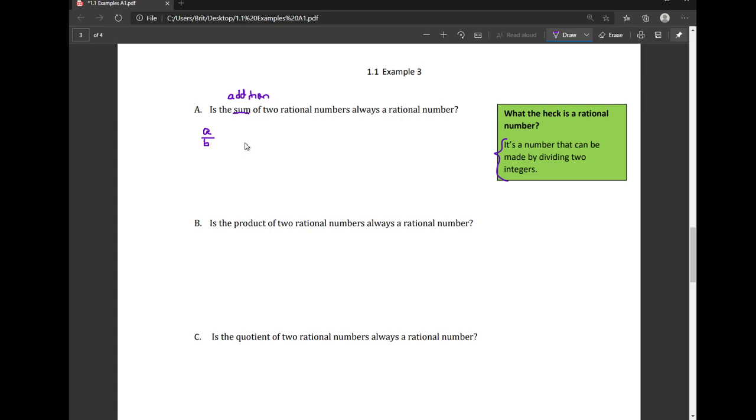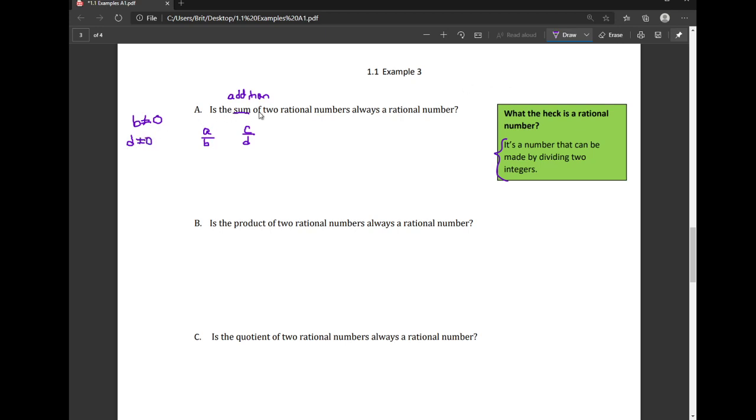Now for this to be an actual rational number, it has to follow the rules of fractions. And the rule of the fraction is you can't have a 0 down here in the denominator. So I'm going to come to the side here and say, b can be anything, but b cannot be 0. So here's my first rational number. Now my second rational number, I'm going to call it c over d, is going to follow that same rule. I cannot have a 0 here in the bottom, so I'm going to say d is not 0.